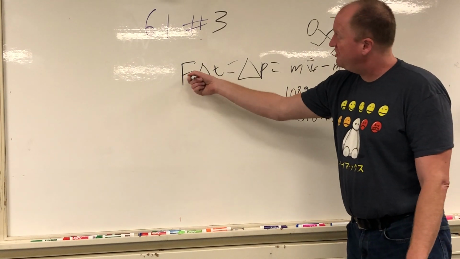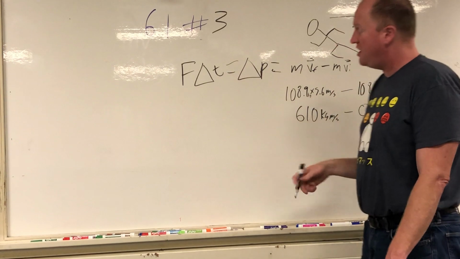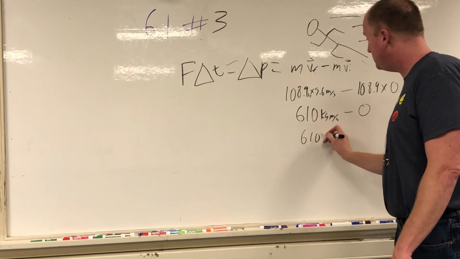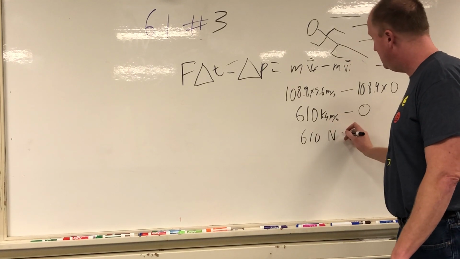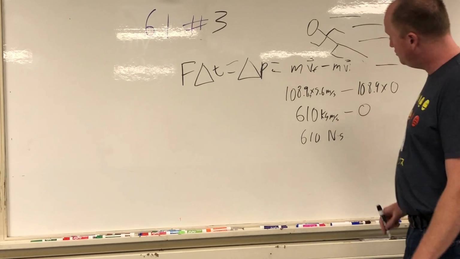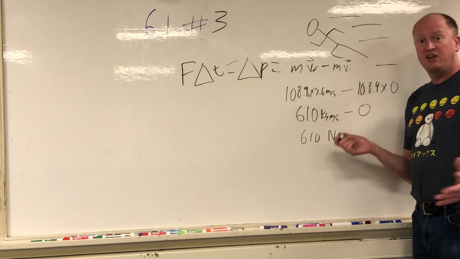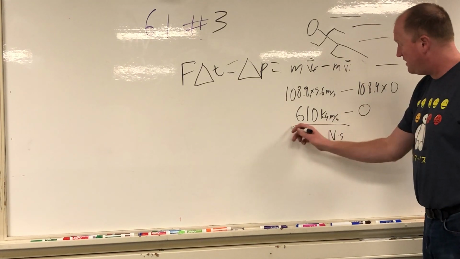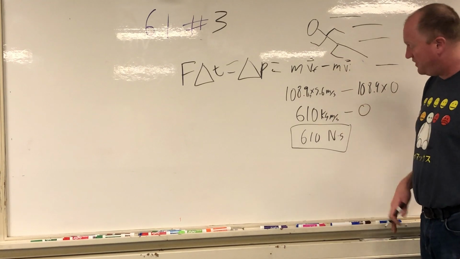You may notice that our symbol for impulse is force times the change in time. I could also write it like this, 610 Newton seconds. Newtons times seconds. You could do it that way. That's if you want to think about it as the impulse needed to get you up there.